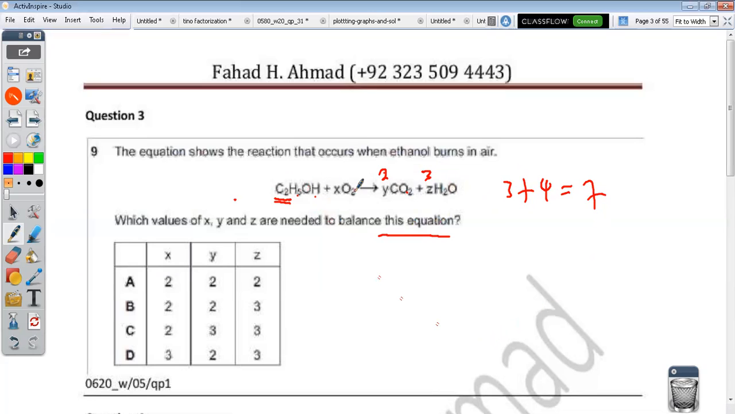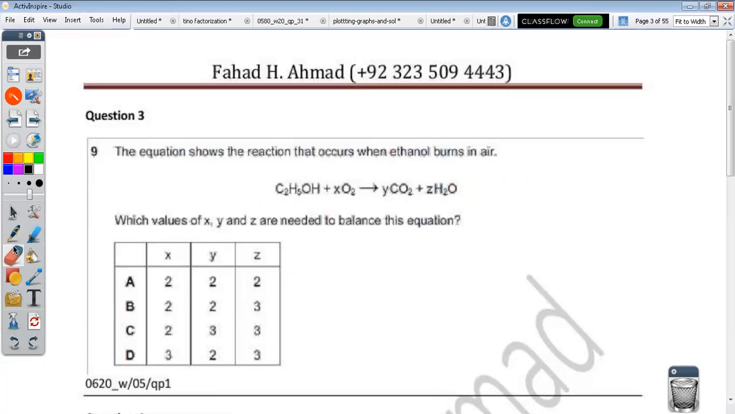So I need 7 oxygens here, but I've got 1 oxygen here. If I take away 1 there, I've got 6. So which means I need to put what? 3 there. 3 times 2 is what? 6. Is that clear? That was too fast.